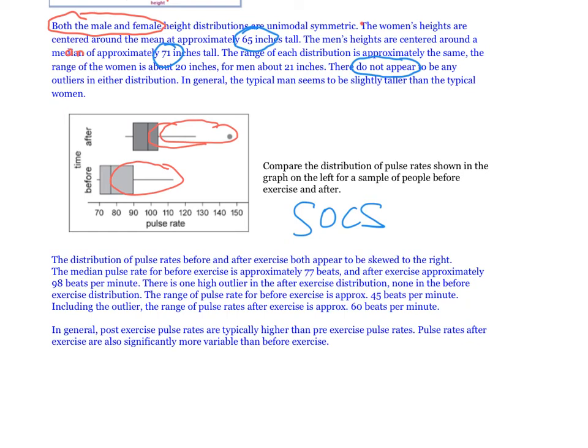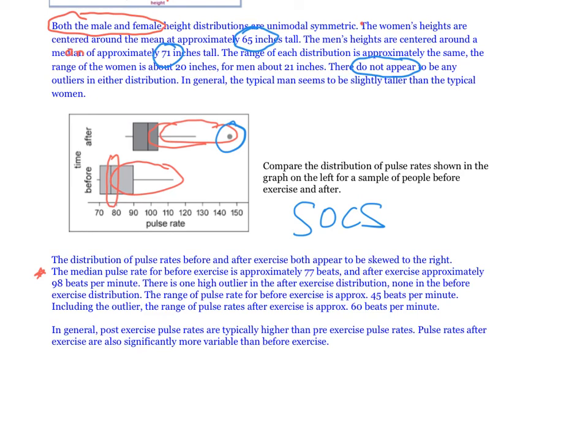Okay, the median pulse rate for before exercise is approximately 77. I got that using the median of the box plot, and then I used the same median of the second box plot and found that the median after exercise is approximately 98 beats per minute. So in that sentence, I mentioned both centers. I said there's one high outlier in the after exercise distribution, which is obviously right here on the graph, and none in the before exercise distribution.